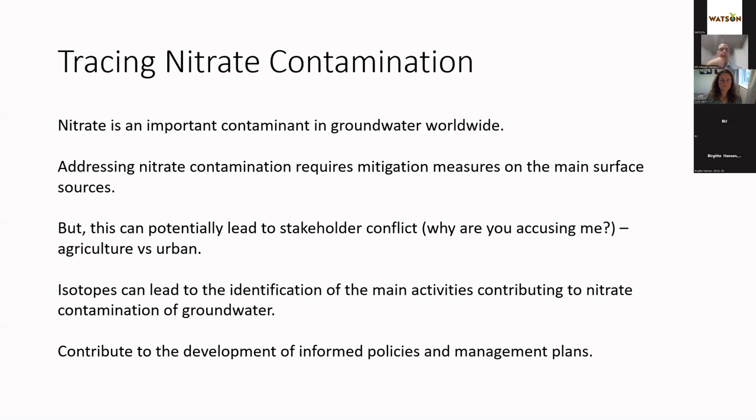For example, agriculture uses nitrate as fertilizers, but we've also got nitrate in urban sewer systems which leak. Why are we accusing agriculture when agriculture can say, why is it always me? Isotopes can lead to the identification of the main activities contributing to nitrate contamination of groundwater, and therefore contribute to the development of informed policies and management plans, directing measures to the main typologies of nitrate application on the surface.